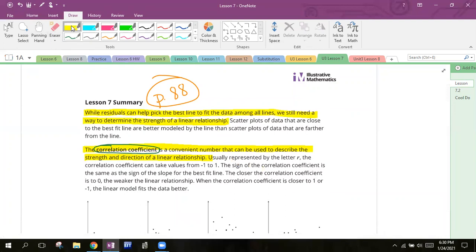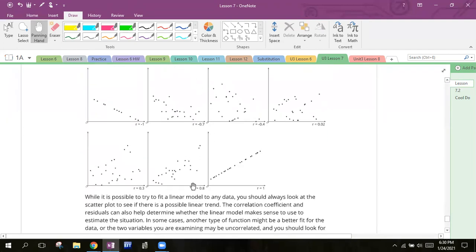It says right here, the letter R for the correlation coefficient can take values from -1 to 1. And then the last sentence, when the correlation coefficient is closer to 1 or -1, the linear model fits the data better. Okay, so it gives us a bunch of different values here, and it gives us all of their R values with them.